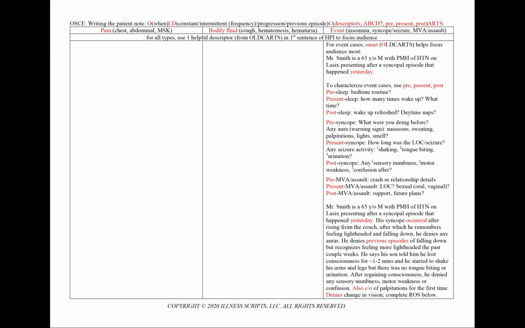The framework is going to teach you how to reason through the case instead of memorizing all these questions and all these cases. And now for post-MVA or post-assault, we want to know, do you have a support structure? If it was an assault, do you have future plans to maybe live with a friend or find somewhere else to stay in the meantime?